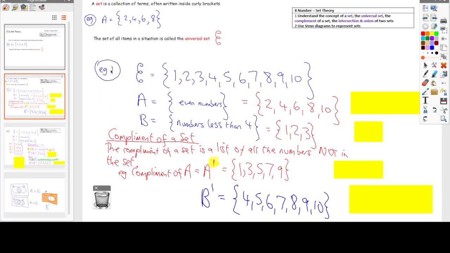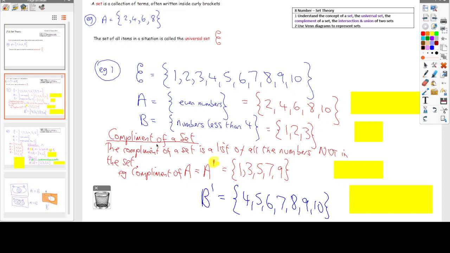So carrying on, starting off with example 1. So let's say that our universal set was the numbers 1 to 10. And I was asking you to write out set A, which is the even numbers. So you basically just select all the even numbers from the universal set, which would be 2, 4, 6, 8, and 10. And if the question was set B is all the numbers less than 4, again, go back to your universal set and pick out all the numbers from there that are less than 4. So that would be 1, 2, and 3.